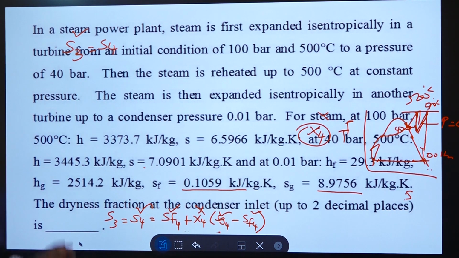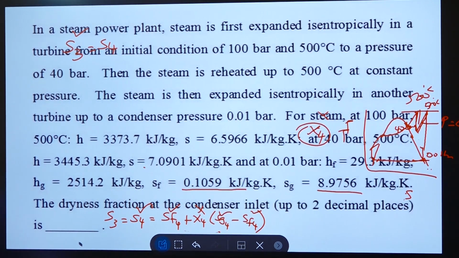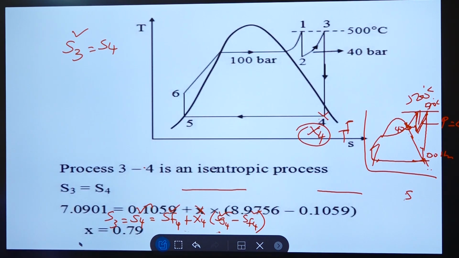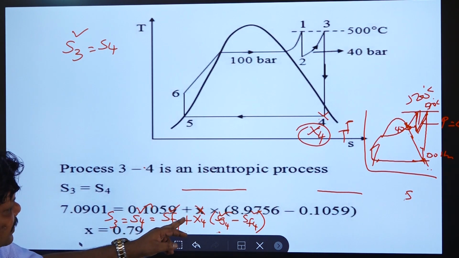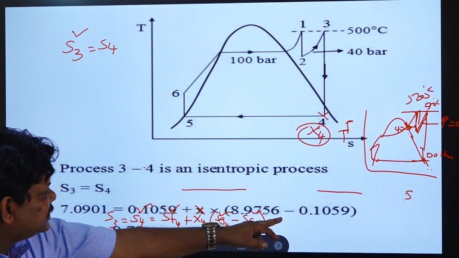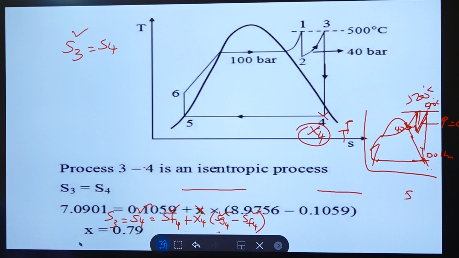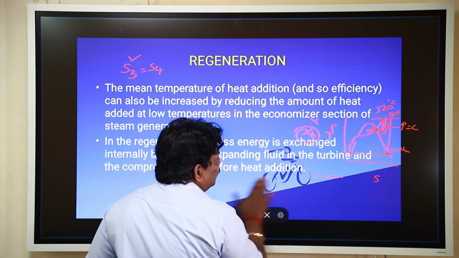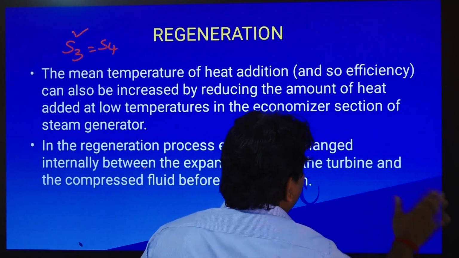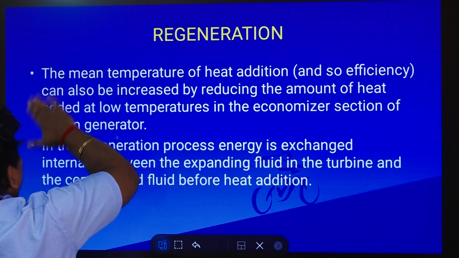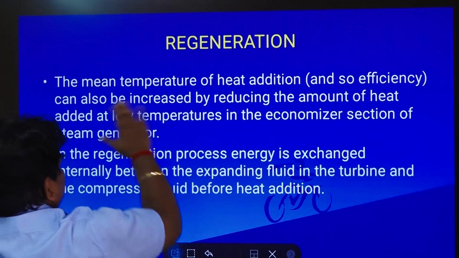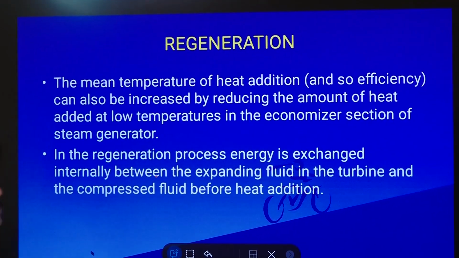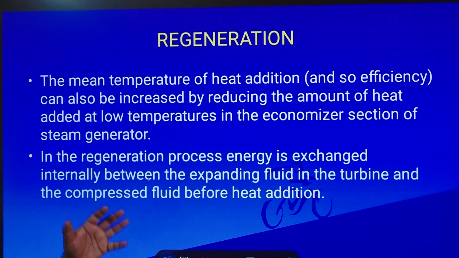So simply you can use it. The other data that are given are superfluous data, given in order to confuse you. So write 0.1059 plus X into (8.9756 minus 0.1059). You get the value as 0.79. So this is about reheating. In reheating you can see how the problem comes. You will get statements asking which of the following statements are true or false, and you will get problems related to this TS diagram.